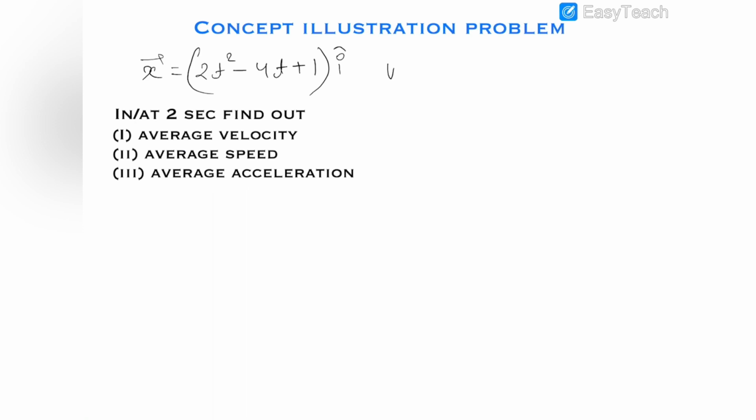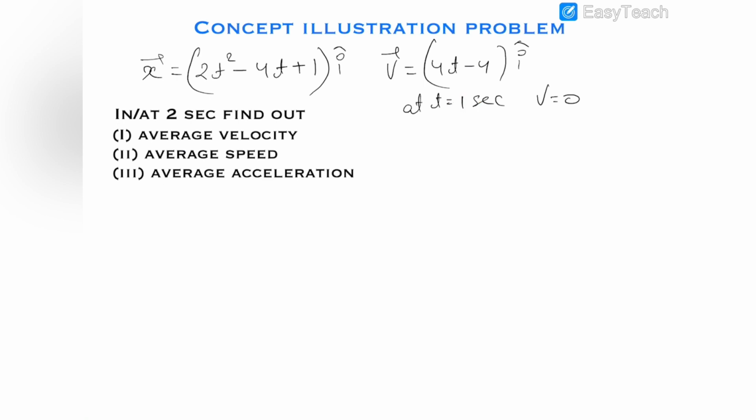If we find the velocity in this problem, it is (4t minus 4) i cap. And you can see that at t equal to 1 second, velocity is 0. So if you see a negative sign here, you should first find the velocity, and then find the time at which this velocity becomes 0. So we have calculated the time at which the velocity becomes 0.